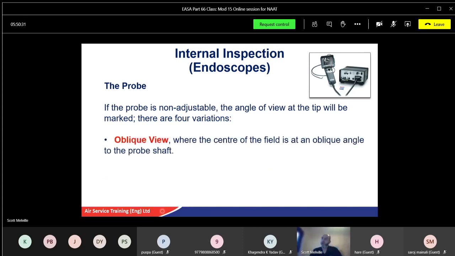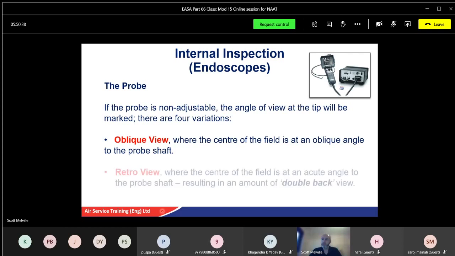Oblique view, where the center field is at an oblique angle, about 45 degrees usually, thereabouts. Then the retrospective view, which is basically a double back on itself. So if you're looking down there, you're actually looking back towards you 180 degrees. So a very, very acute angle. So that's a double back check. So that's if you're using a rigid probe.